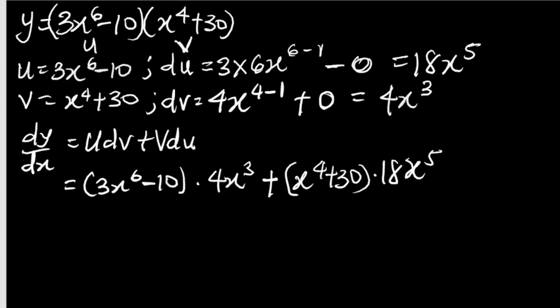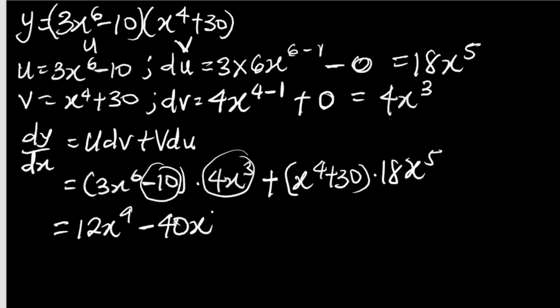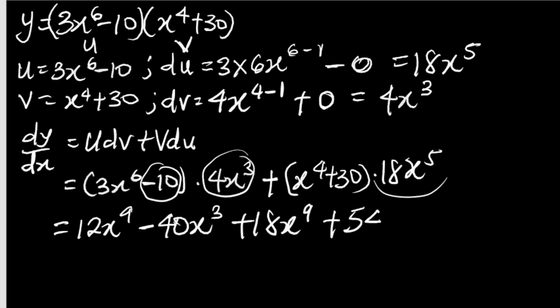As you can see here, we can use 4x raised to the power of 3 to open the bracket. We use it to multiply 3x raised to the power of 6, so we have 12x raised to the power of 9. Minus, we use 4x raised to the power of 3 to multiply minus 10, which is minus 40x raised to the power of 3. Now coming to the other side, we have 18x raised to the power of 5. Using it, we have 18x raised to the power of 9, plus 18x raised to the power of 5 multiplied by 30, which gives us 540x raised to the power of 5.